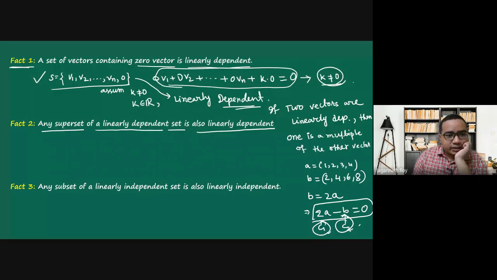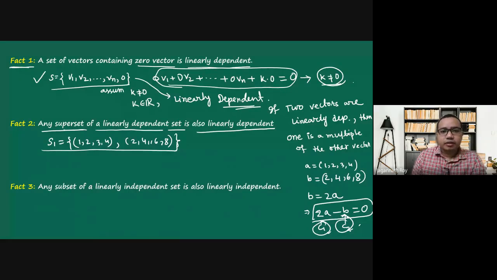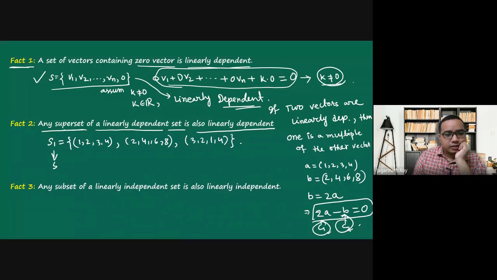So if you take S1 as 1, 2, 3, 4 and 2, 4, 6 and 8, since we know this set is linearly dependent, now if you add one more vector which makes a superset of this, suppose 3, 2, 1, 4, then this S1 is also a linearly dependent set.